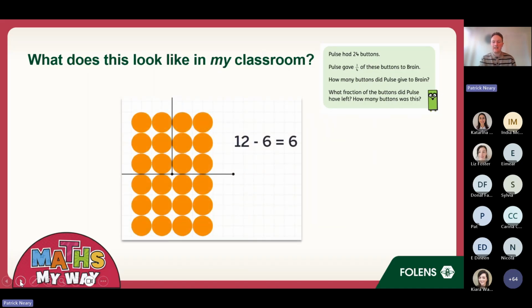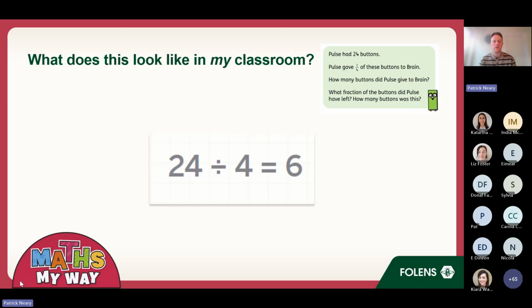Another child had a similar idea of getting half first. They drew out the 24 buttons in a different arrangement, halved it horizontally first, and then quartered the top half. With their calculation, where they wrote 12 take away 6 equals 6, they were taking half first, the 12, then taking away 6 from it, a quarter, leaving them with the final quarter, which was 6. So lots of different strategies so far, but harking back to the same idea of half first and then half the half to get the quarter, even though they had different models to explain it.